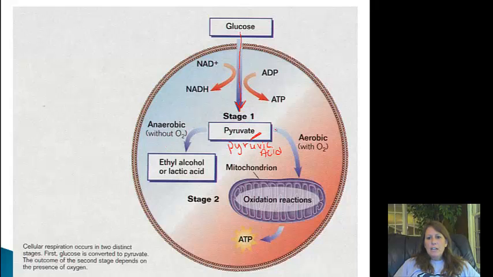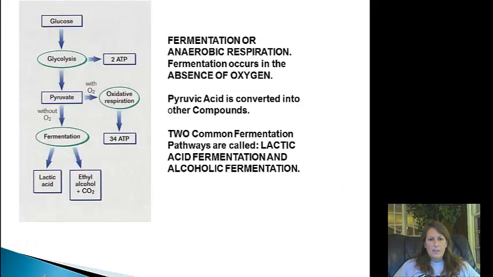And then depending on the environment, if it doesn't have oxygen, then it'll go through these two types of fermentation. If it does have oxygen, then it continues on and goes to the mitochondria. So it has two different pathways depending on the environment. That's one key thing.